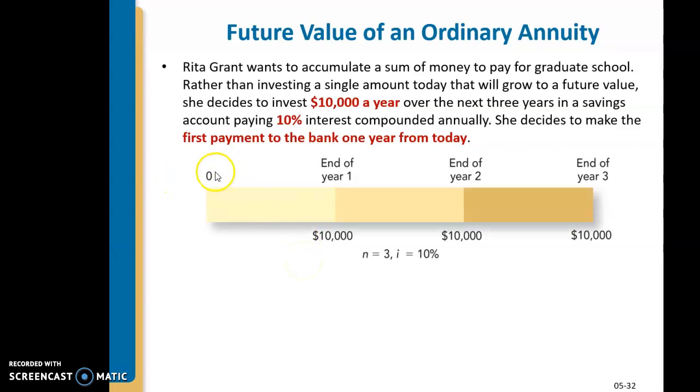The present value is 0. We don't know what the future value is. That's what we're trying to calculate. N equals 3, I equals 10, and we have 3 equal installments of $10,000 each.